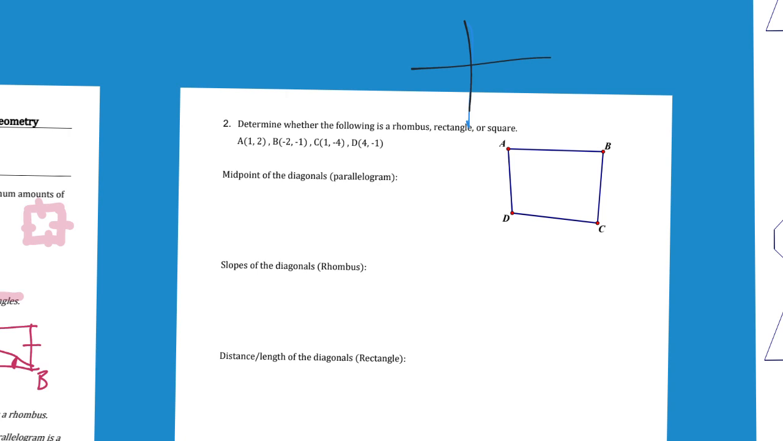So if you want to look at it, you go to 1, 2, and then you go to -2, -1, and you go to 1, -4, and then you go to 4, -1, and you'll see a better picture of this. Again, I'm not really using graph paper, so in my opinion, it looks kind of like a squarish rectangle, but I guess we'll have to do some math to show it, even if it looks like something.